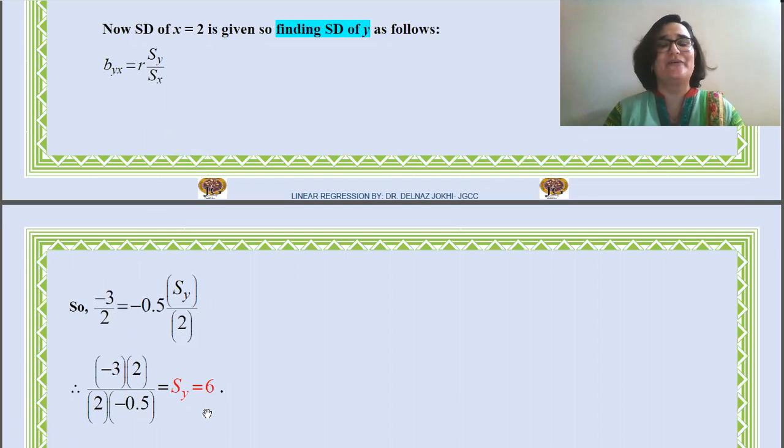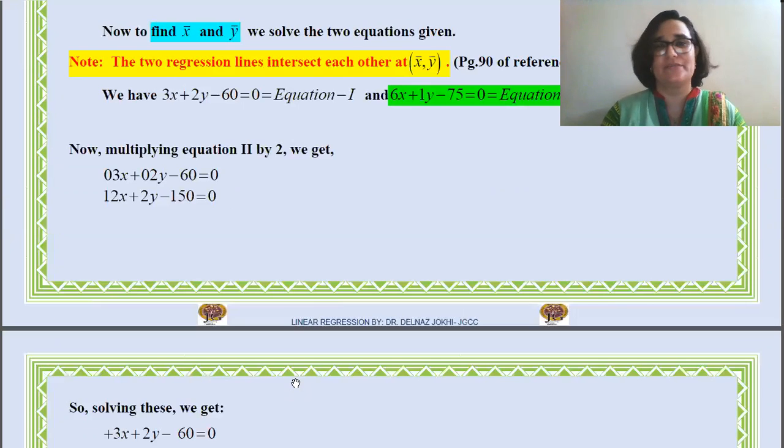देखिए कैलकुलेशन पे क्या आया, sy is equal to 6. Very good, my class. So that's how you get the value of sy. Standard deviation of y is equal to 6. एक और जवाब आपको आराम से मिल गया.